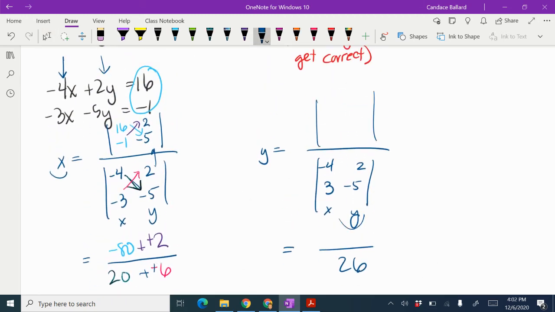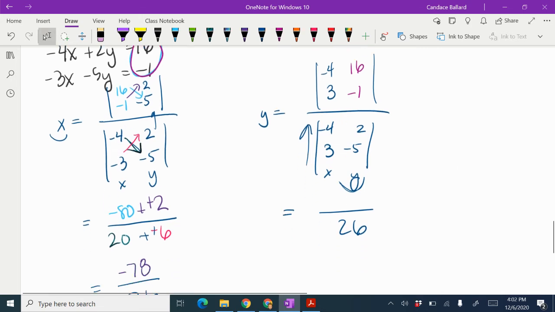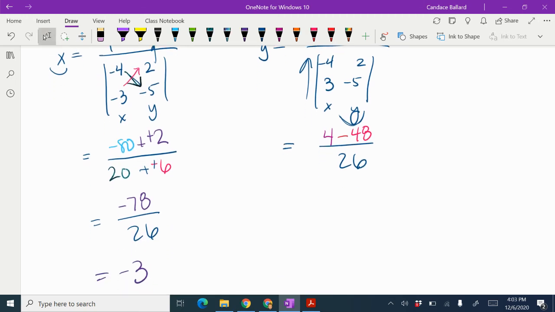If I'm solving for y, the opposite gets shoved upstairs. So -4, 3 gets shoved upstairs. And my answers are going to get put in place of the y. So 16, -1. Let's go ahead and multiply our down diagonal first. So -4 times -1 is 4. I always use subtract. And then my up diagonal is 3 times 16. Ooh, that's not right. 3 times 16 is going to be 48.